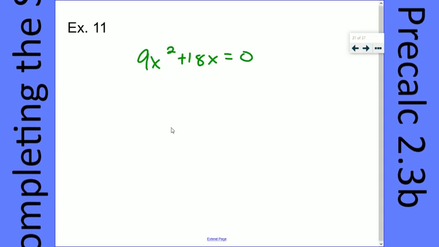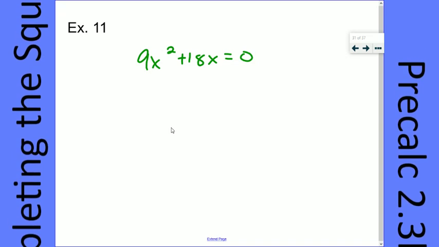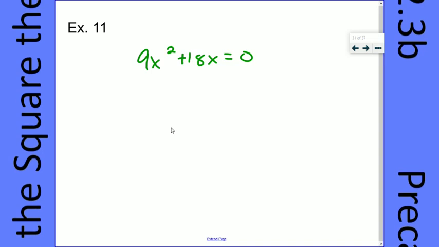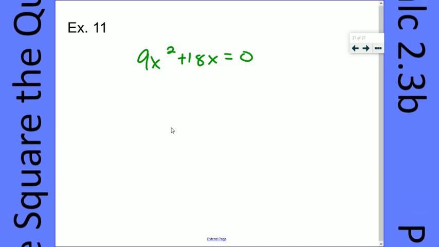Something like this. Okay? Take a second, figure out what method you're going to use to solve this, and we will go from there. Take a second. How would you solve this? Solve it, and then I'll be back.